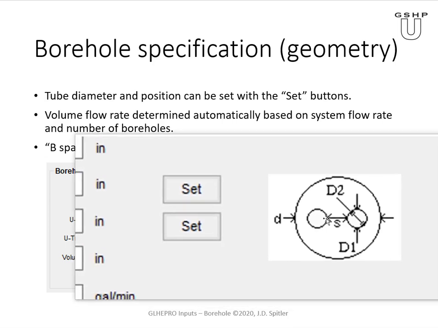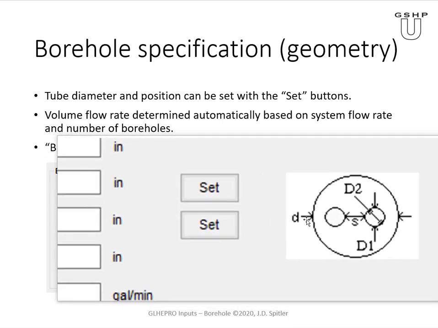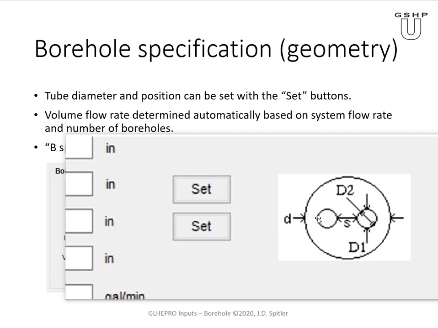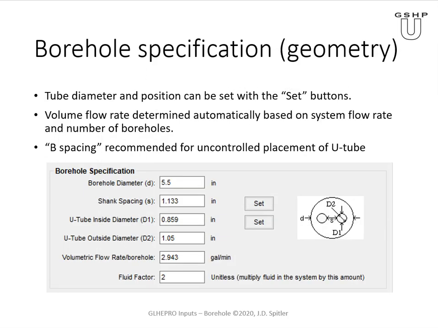So this dimension S and the dimension from here to here, those were all the same. Okay. I guess another assumption or limitation is that we only do this for symmetric spacing, right? We don't have one pipe up against the wall and the other one right in the middle.